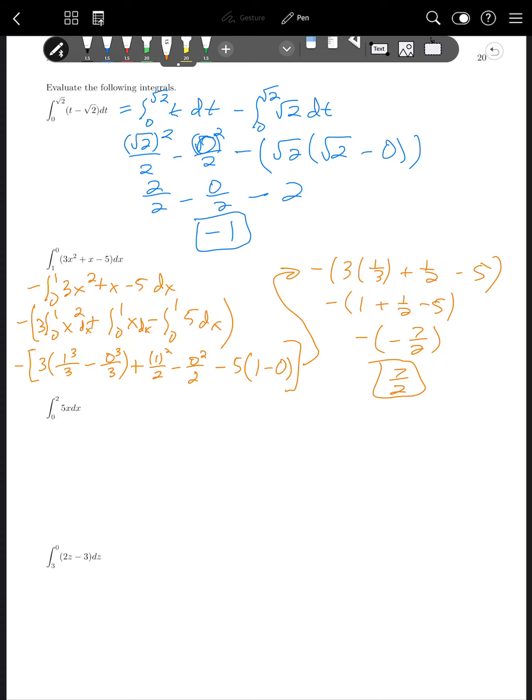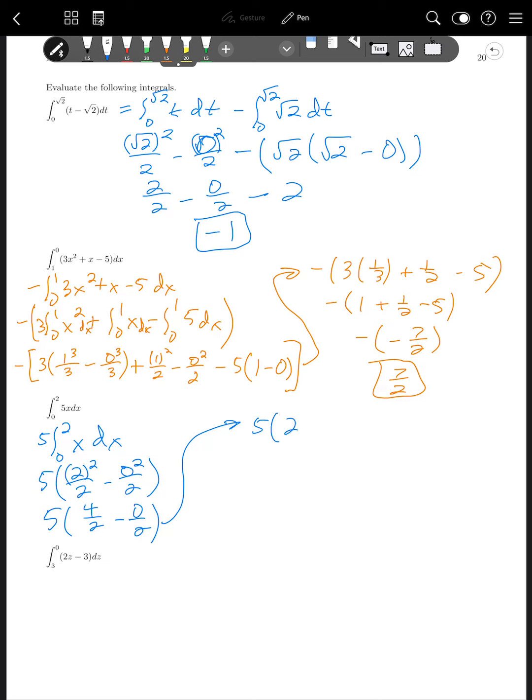Okay, so at this point, go and pause the video for a second and try these other two. Okay, now that you've had a chance to try these, let's go through them together. For the first one, use the constant multiple rule to bring the 5 out in front. Now we have the integral of x squared, so that's b squared over 2 minus a squared over 2. So this would be 5 times 2 squared over 2 minus 0 squared over 2. That's 5 times 4/2 minus 0/2, which is 5 times 2 minus 0, which is 10.